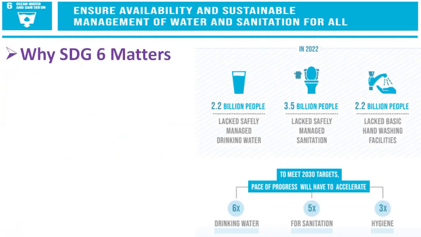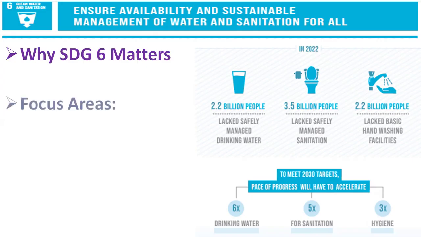Why SDG 6 matters is, we all know water is essential for human survival, health, and dignity. Lack of access to clean water and sanitation perpetuates poverty, disease, and gender inequality. Achieving SDG 6 ensures not only healthier communities, but also sustainable ecosystems and resilience against climate change. It is a cornerstone for achieving broader sustainable development goals related to health, education, and economic development.